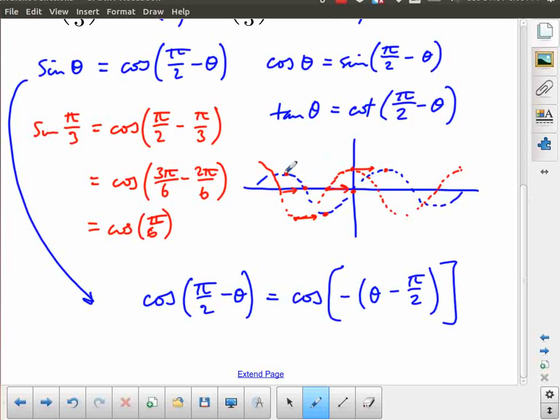And so I end up with this. And notice that when I did this one, right on top of my original blue sine, this has nothing to do with the value of theta. So this equivalent expression, sine theta equals cosine of pi over 2 minus theta, is true for any value of theta, any real number.